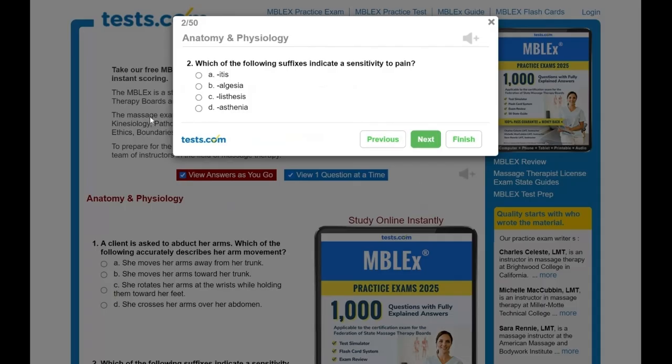Question 2. Which of the following suffixes indicate a sensitivity to pain? A. Itis. B. Algesia. C. Listhesis. D. Asthenia.